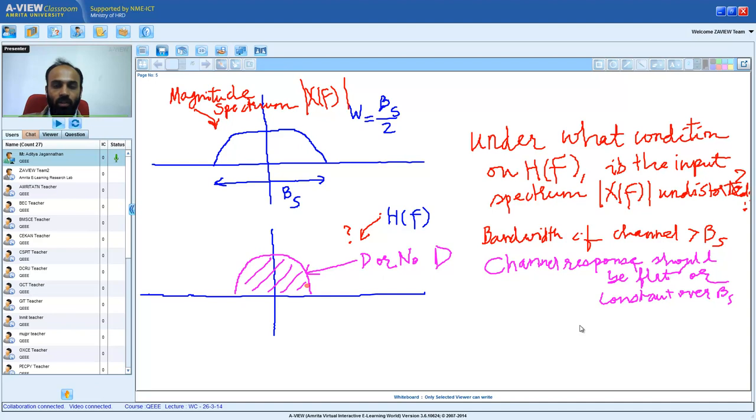In this scenario, there is going to be distortion. Why is there distortion? Can someone respond to that? That is correct. In this scenario, there is going to be distortion. Why? The magnitude of this channel is not flat, right? Because the signal bandwidth is BS, and you can see the channel has a varying frequency response.